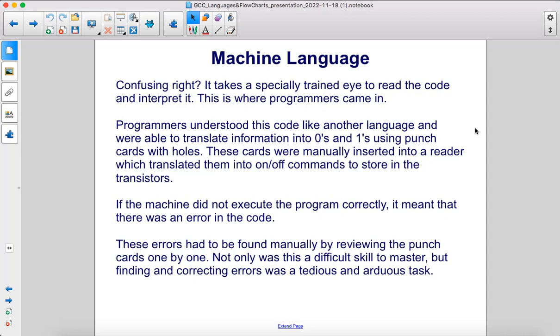Programmers understood this code like another language and were able to translate information into zeros and ones using punch cards with holes. These cards were manually inserted into a reader, which translated them into on-off commands to store in the transistors. If the machine did not execute the program correctly, it meant that there was an error in the code. These errors had to be found manually by reviewing the punch cards one by one. Not only was this a difficult skill to master, but finding and correcting errors was a tedious and arduous task.